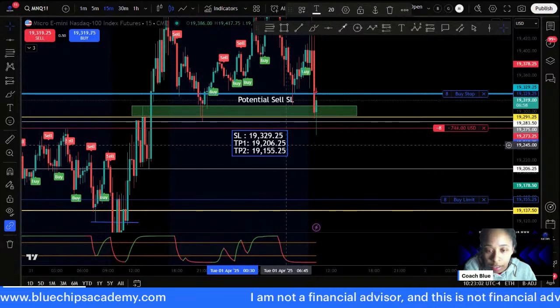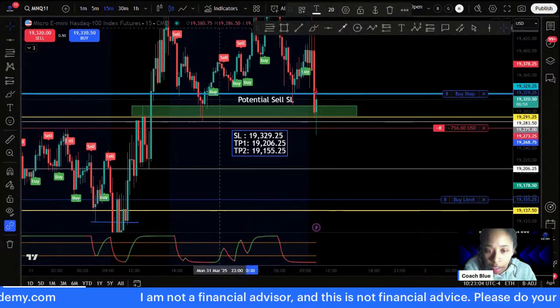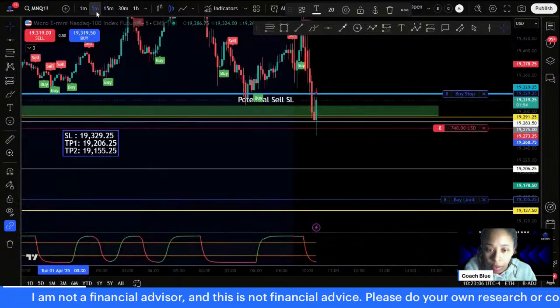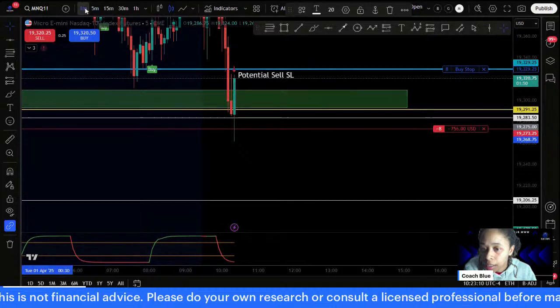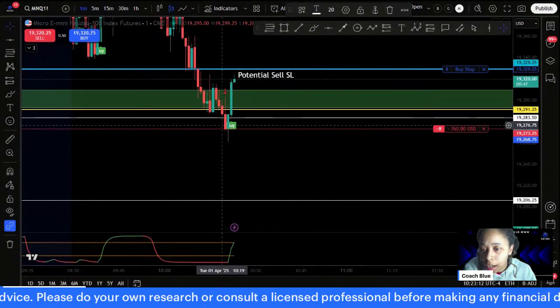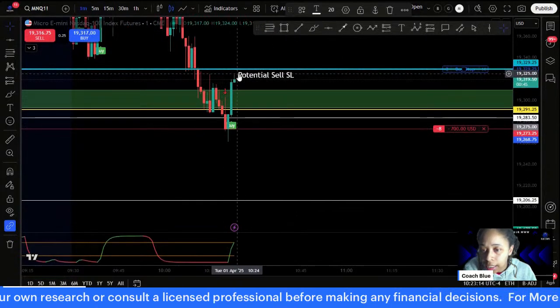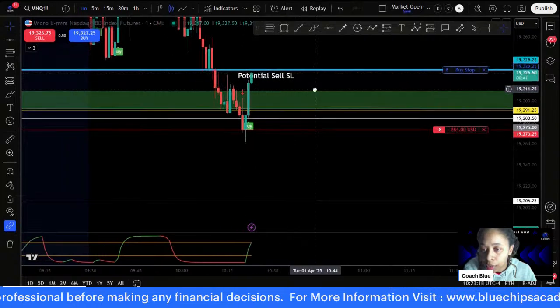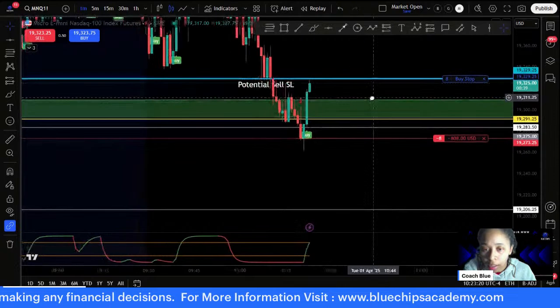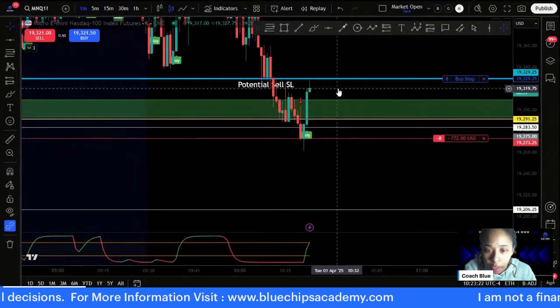Oh, it looks like we're getting some pushback here, y'all. What's going on? They duped us out this time. We did get our break past this area. Let's see if this level holds as resistance. If not, then we know we're looking for our buy for sure. But let's see if it holds.